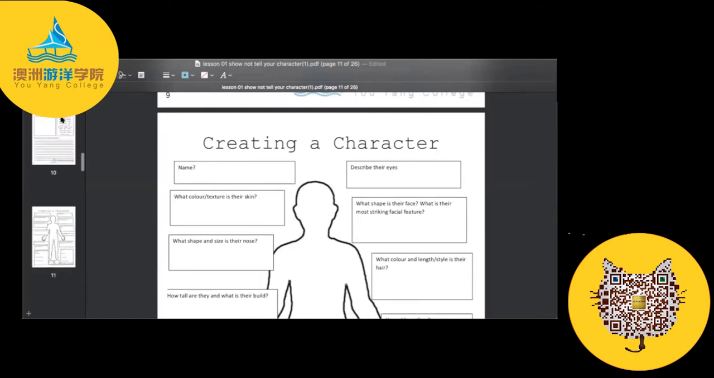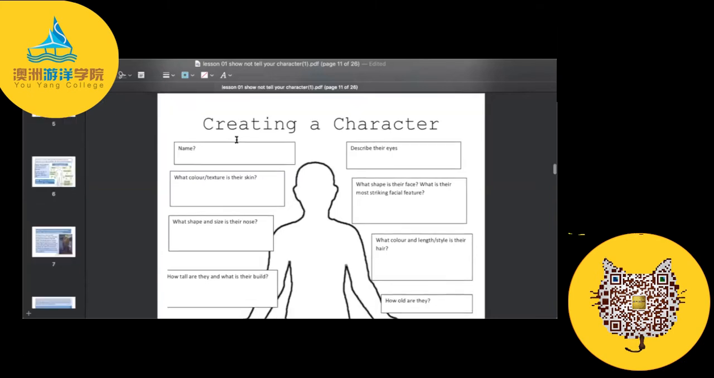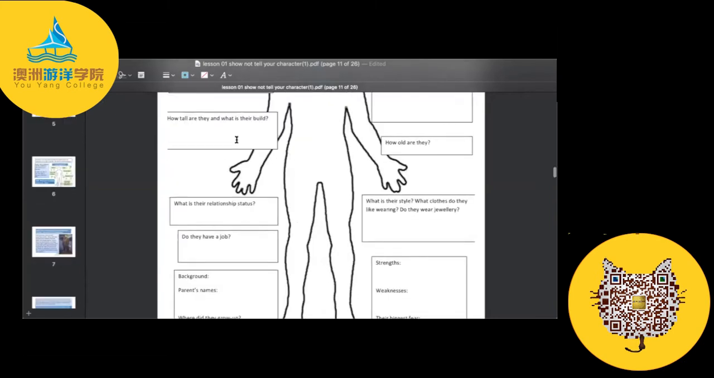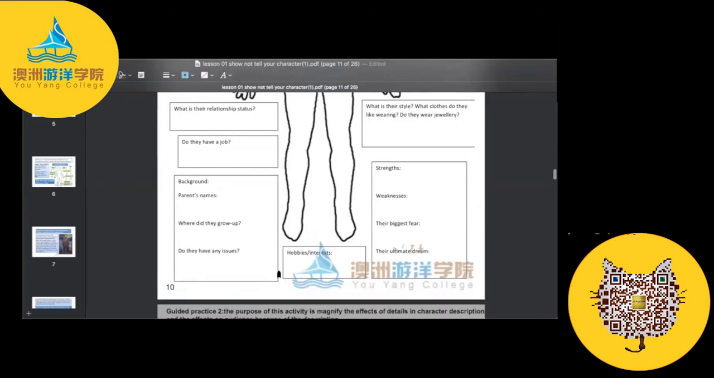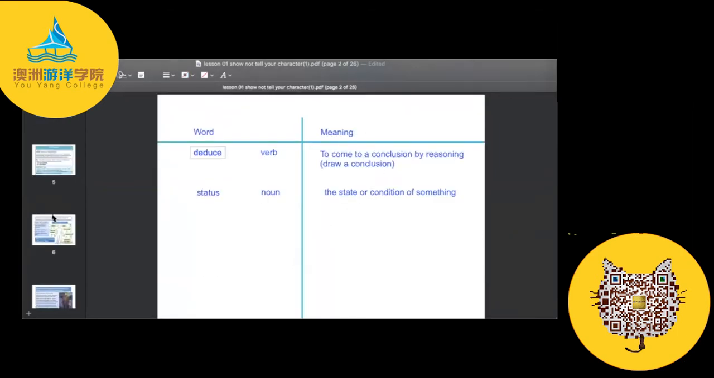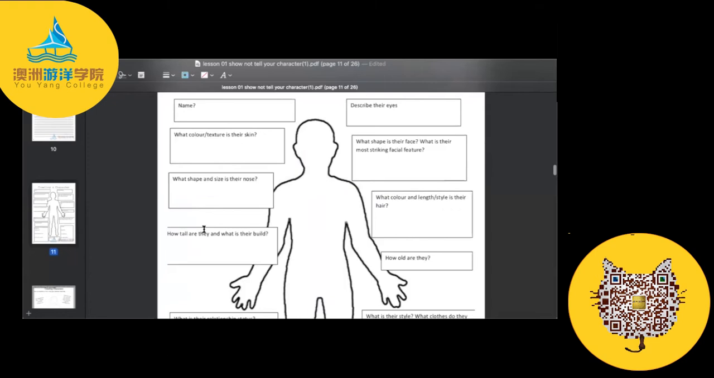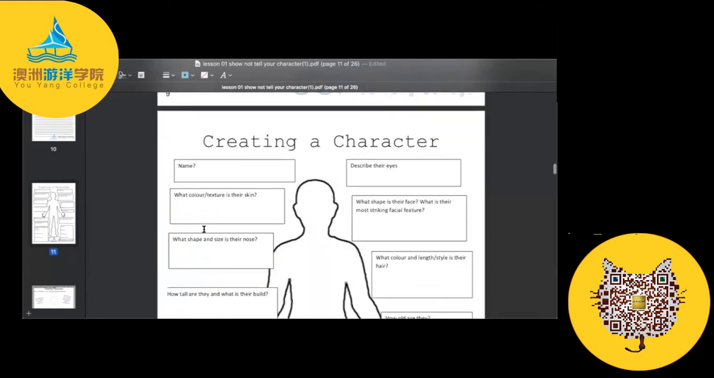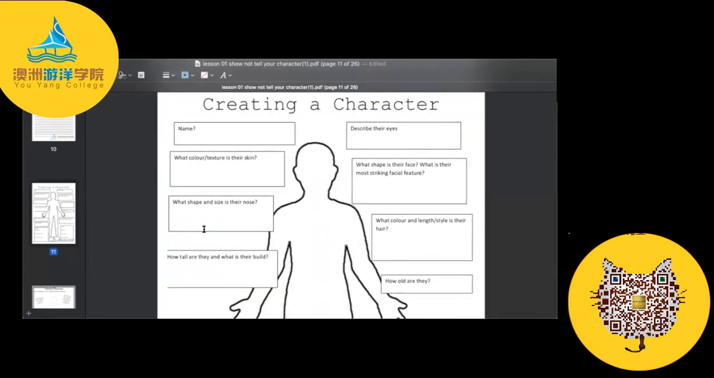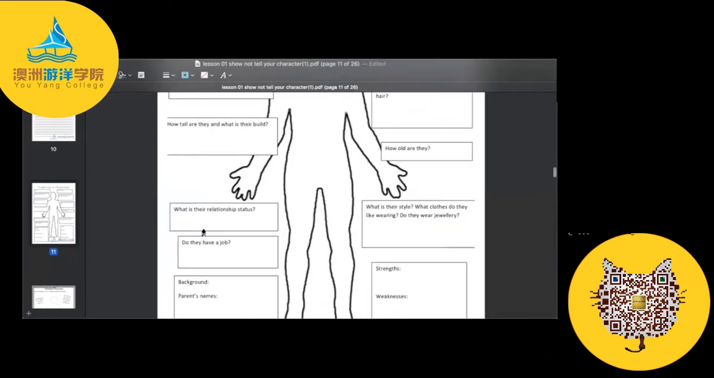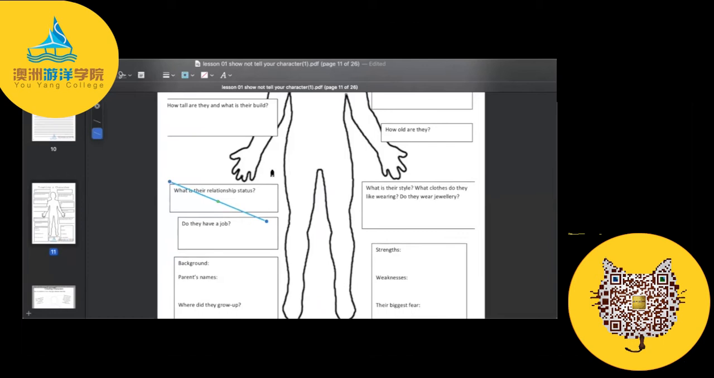Okay, so you guys can take a few minutes to think about your character and answer these questions. Now let's go back. So what have you answered so far with creating a character? Can I skip the what is the relationship status? Yes, that's fine. You can cross that out if it doesn't apply.